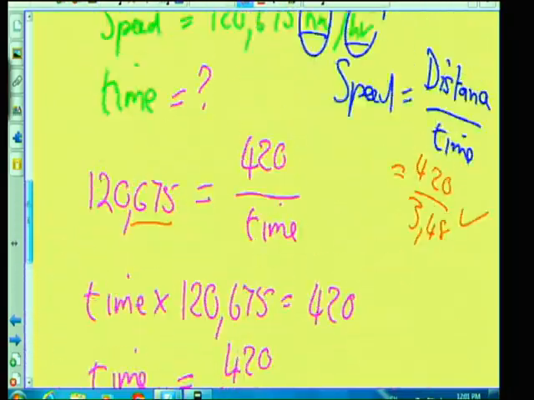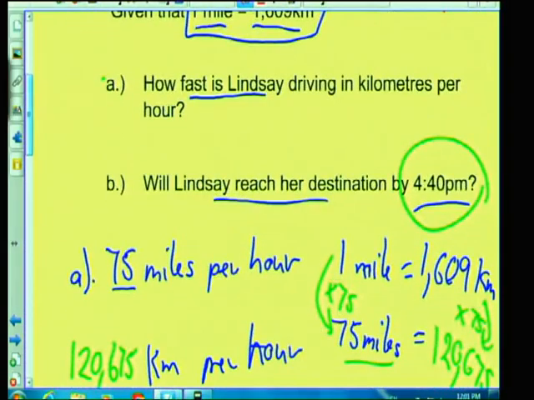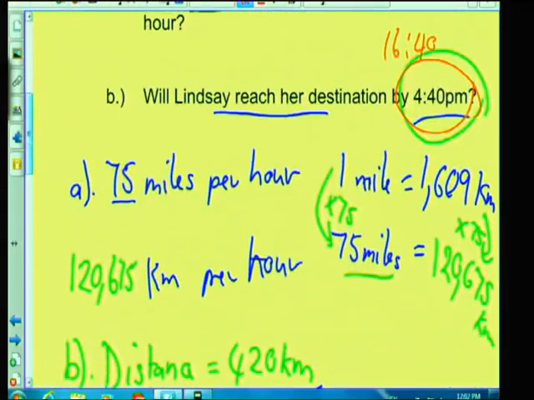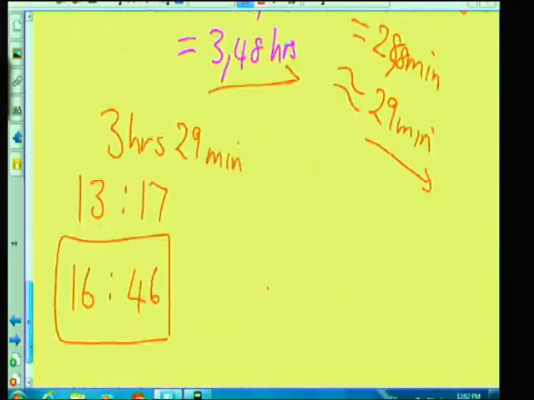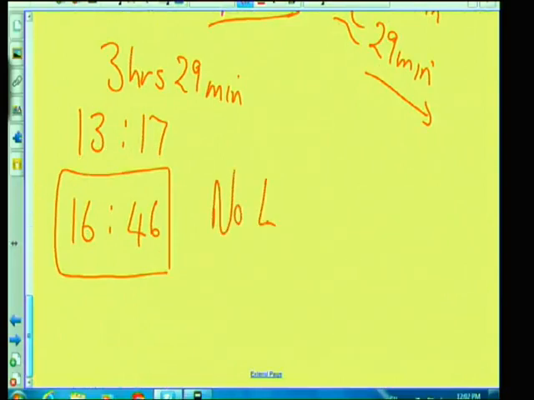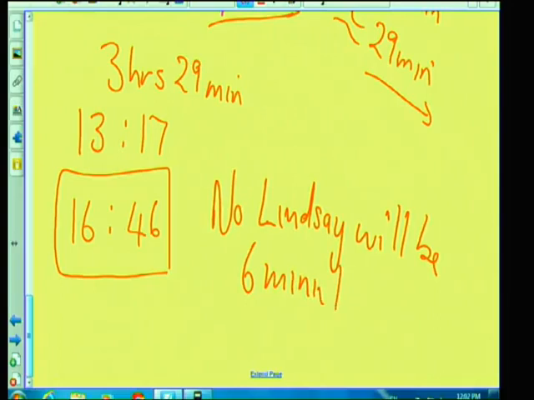16:46. What were we asked? Is she going to get there at 4:40 p.m.? Now 4:40 p.m. is 16:40. And what have we got to answer? We've got to answer that question. We've got to say, no, Lindsay will be 6 minutes late. And it's about 6 minutes because we know that 0,8 of a minute is close enough to, she'll be about 6 minutes late. Okay? So she's not going to get there on time.